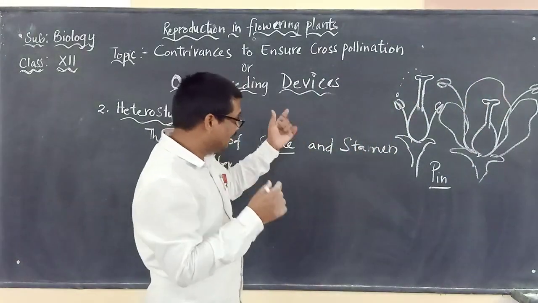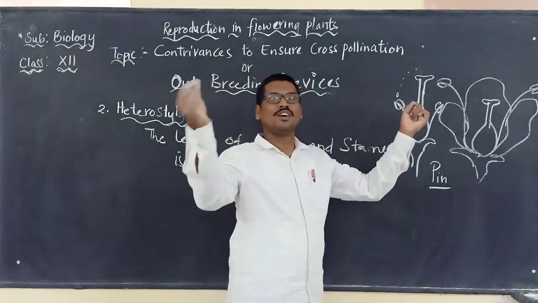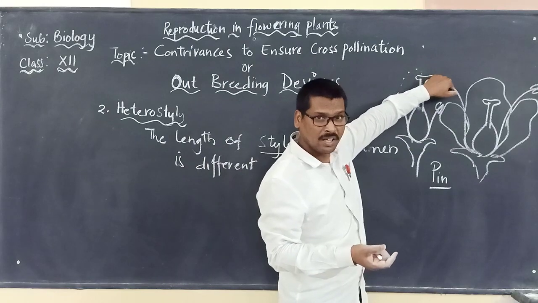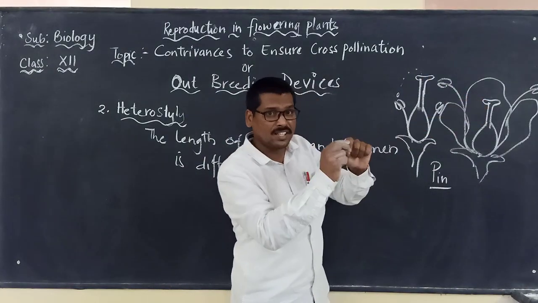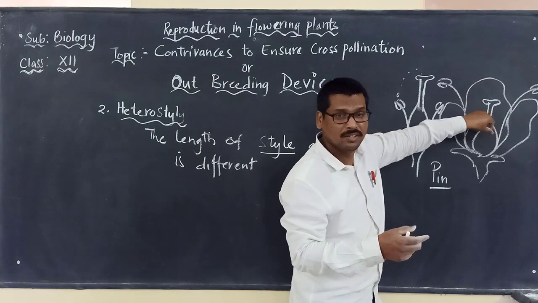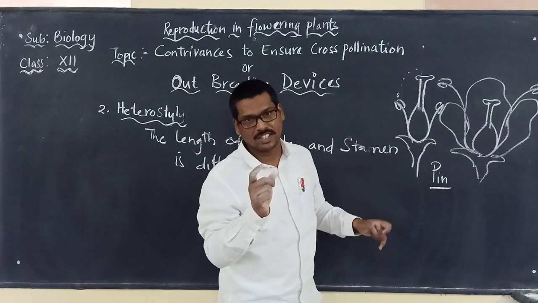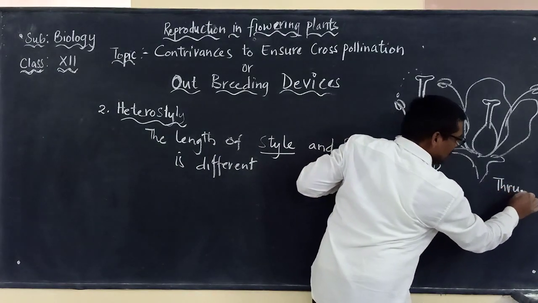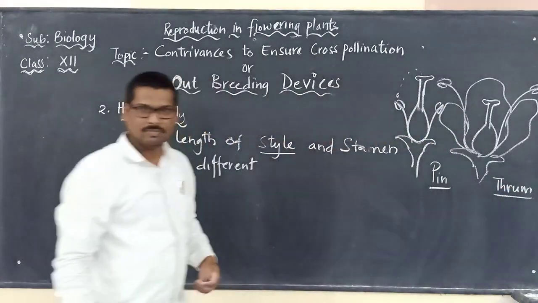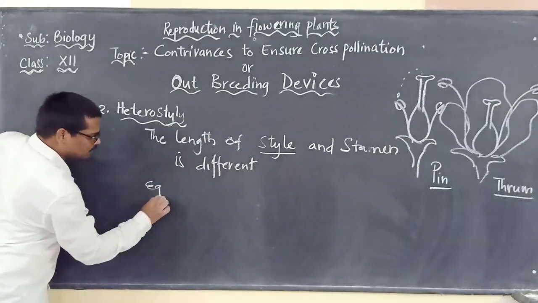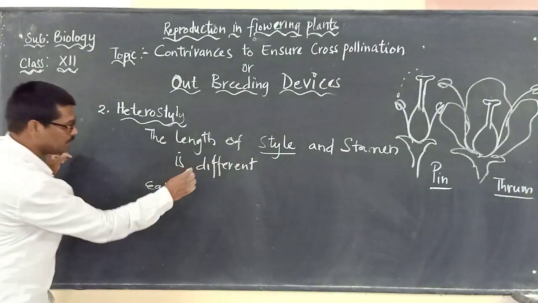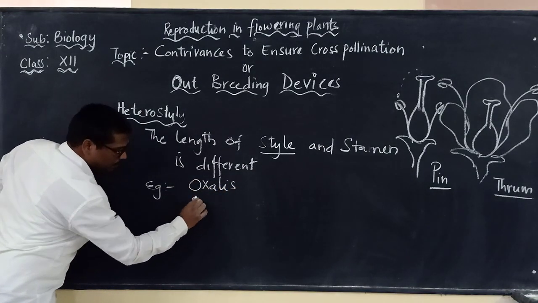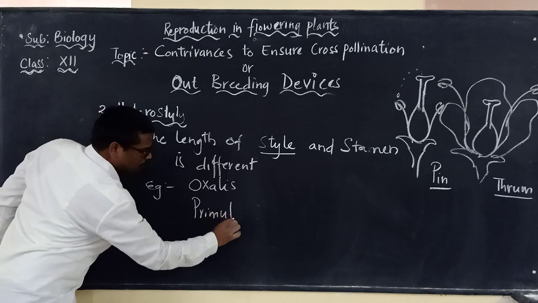The pollen grains to fall on this stigma. Why? Because the stamen is very long now. So when the stamen is very long, the anther and the stigma is very short, where the distance between these two is very far, there are fewer chances of what? Self-pollination to occur. So this type of arrangement is called thrum. And the best examples of this which we can keep in mind are oxalis and also primula.